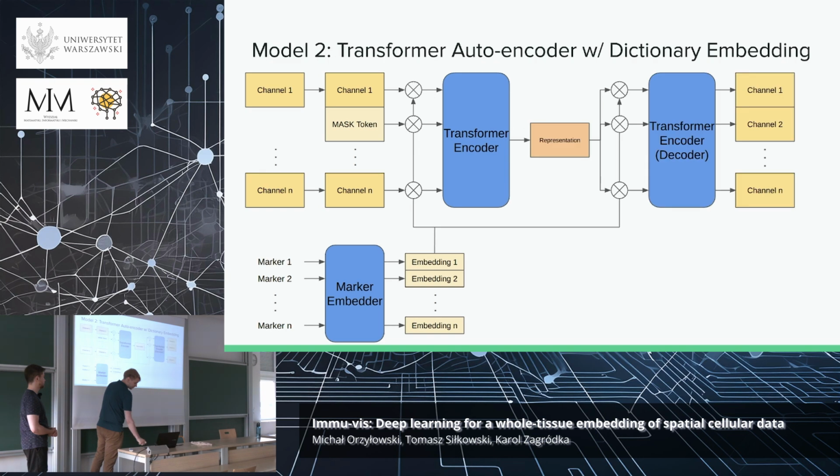To get representations, we change it into an autoencoder. This is not a new idea, to take two transformers and have one of them be the encoder and the other one be the decoder. What's new and done by us is that we also add the marker embedding to the representation at the decoding stage to have the particular channels be outputted at the right coordinates.